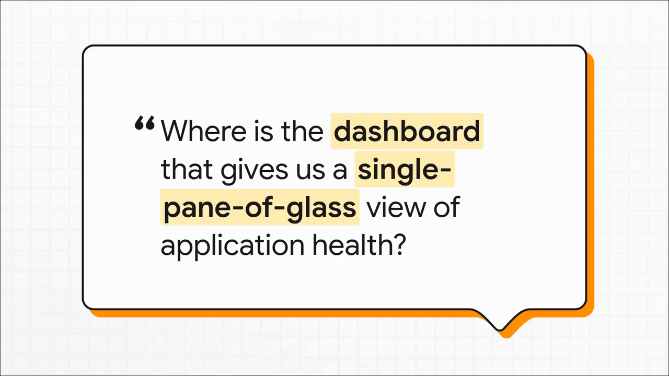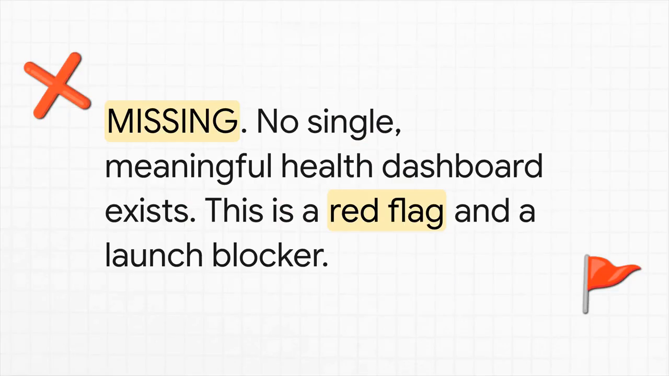Right, now for the really crucial part. See, raw data is completely useless in a crisis. Show me the dashboard. I need that single pane of glass view that tells us just at a glance if we're healthy or not. I'm talking key metrics, error rates, latency. Where is it? I'm hearing silence. Okay, so you have some of the default metrics, but there's no single meaningful health dashboard. This is our first red flag, and it is a big one. We can't launch if we can't instantly see the health of our own application.